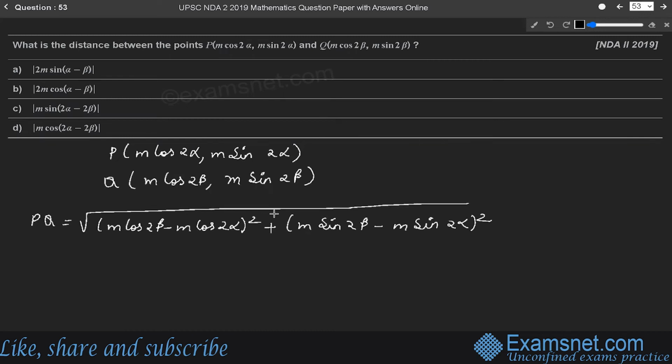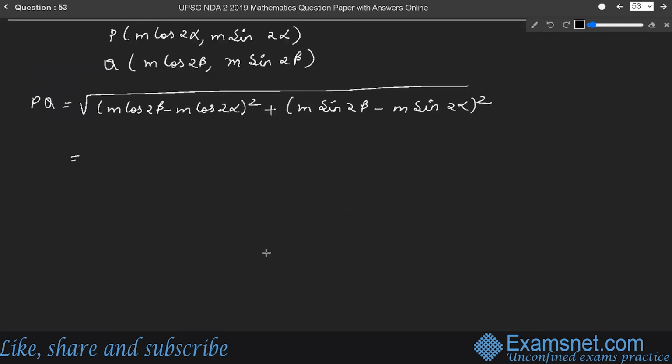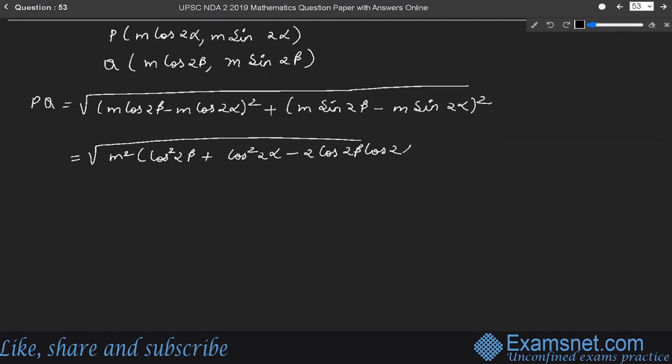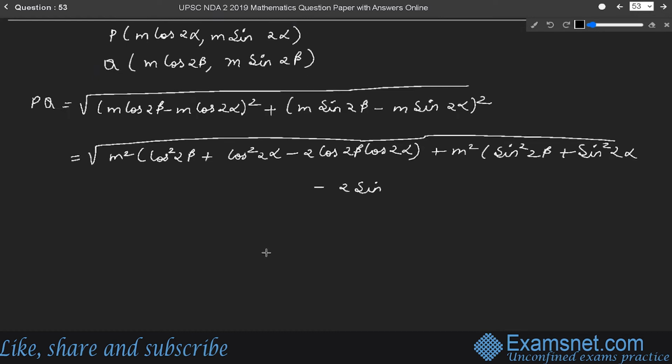We have substituted the values here. So this will be equal to the square root of m squared into (cos² 2β plus cos² 2α minus 2 cos 2β cos 2α) plus m squared into (sin² 2β plus sin² 2α minus 2 sin 2β sin 2α). So this is also in the square root.